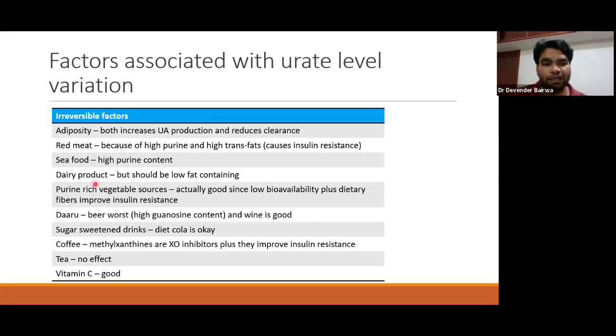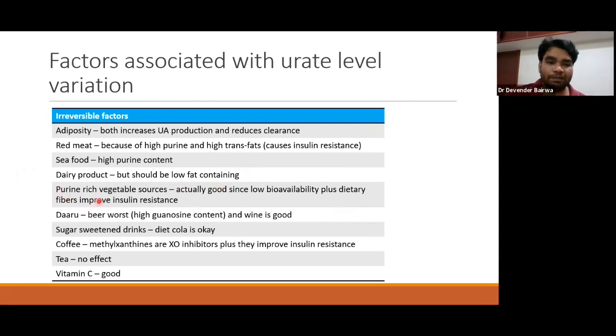If we look at dairy products, low fat dairy products have been beneficial in uricemia. For example, if somebody is taking skimmed milk, then skimmed milk will actually be helpful. It will help reduce your uric acid. But if you start taking full cream milk and high fat content milk, then mostly because of that fat there can again be insulin resistance and increased uric acid levels. So in dairy products, low fat dairy products are actually beneficial.